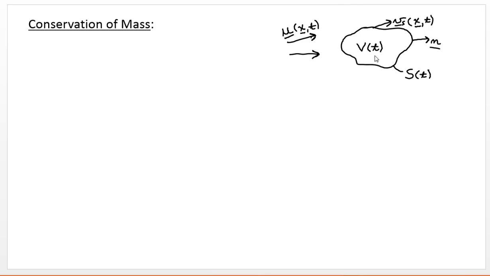So we look at an arbitrarily shaped control volume, denoted here by V of t. The surface of the control volume is S of t. The unit normal vector that points outward from the control volume is n, and the local velocity of the control surface S is V sub s, which is a function of position and time. The local fluid velocity is u, which also depends on position and time.